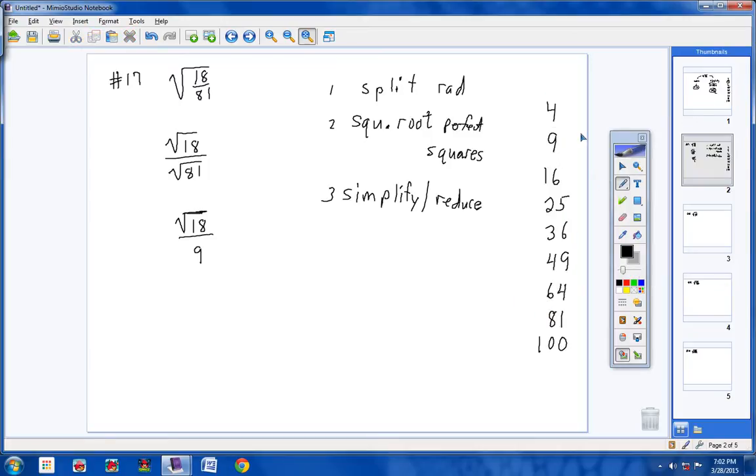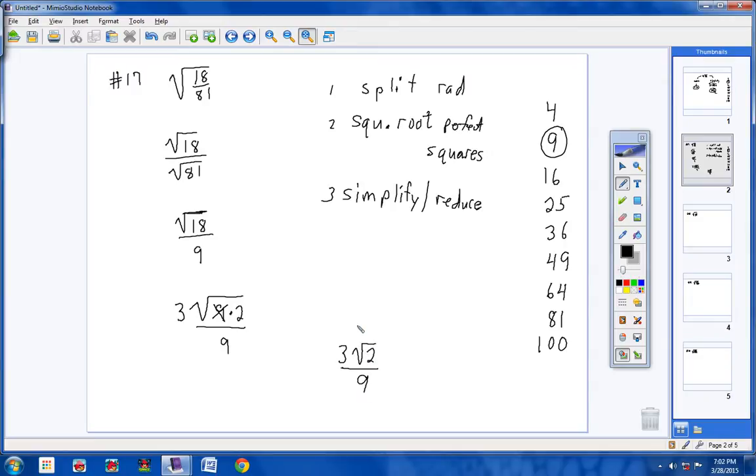Now, here's my list of perfect squares, okay? I have an 18 right here. Do any of these numbers go into 18 evenly? Well, 9 does. So I can simplify the square root of 18. I can write 9 times 2 all over 9. Pretty simple. Now, I do not know the square root of 2, but I do know the square root of 9. Cross off the 9, put a 3 on the outside. So now you have 3 square root of 2 over 9.